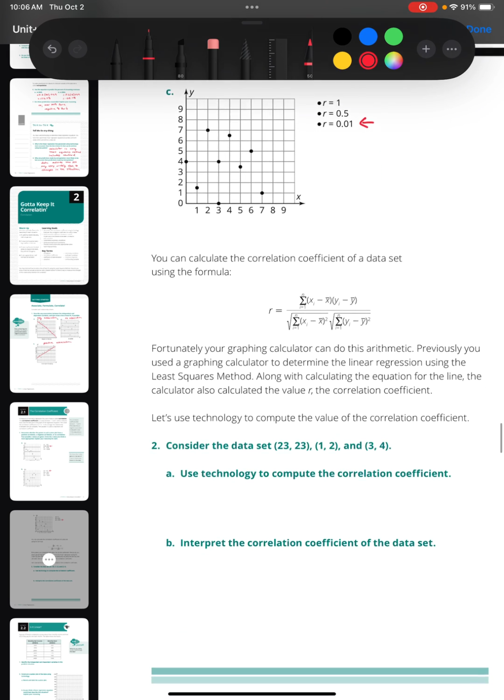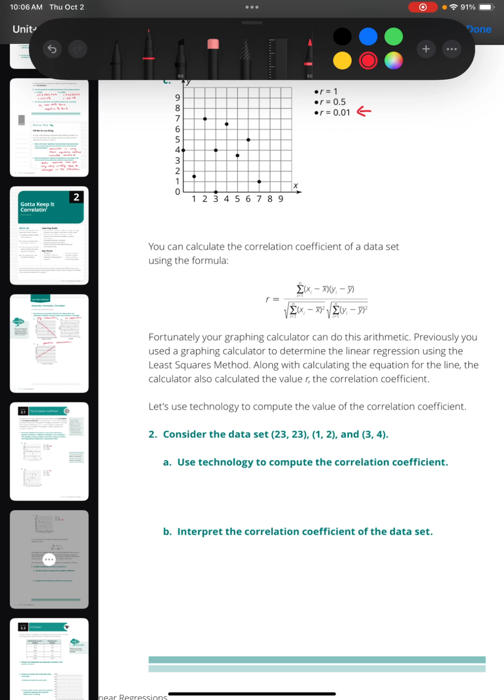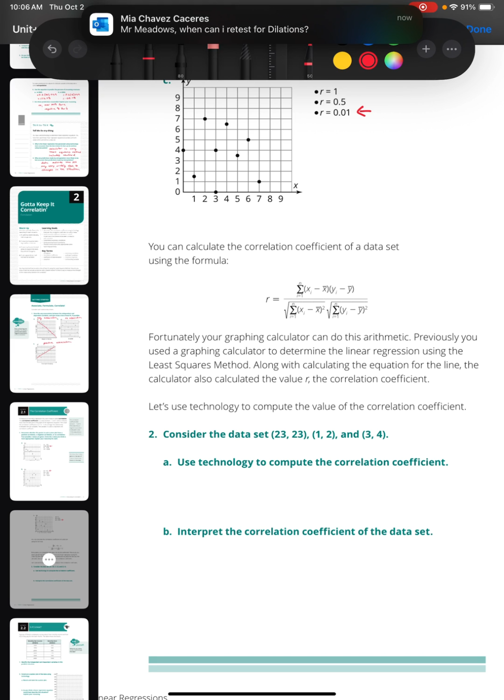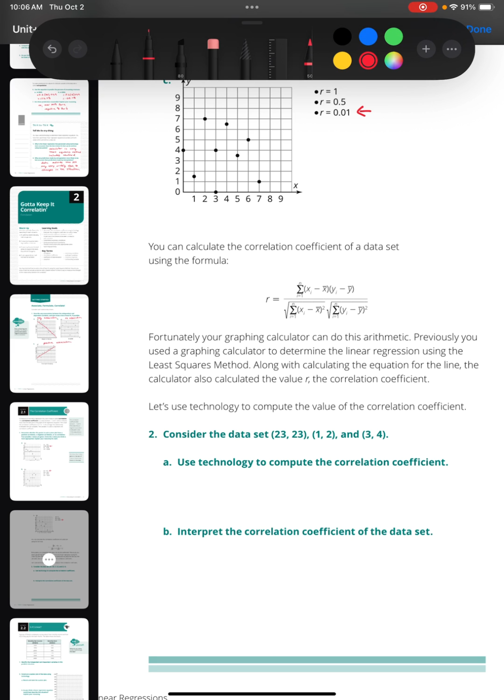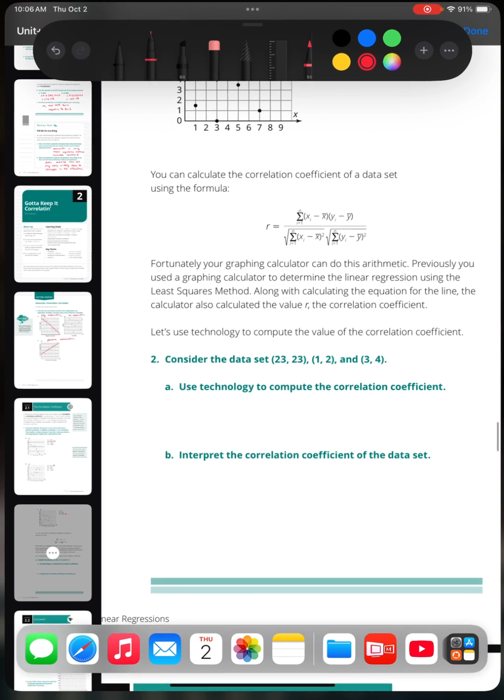Now, this equation here shows you how the correlation coefficient is calculated, but the good news is that your calculator can do this for you. Now, on your calculator, let me bring up mine here.